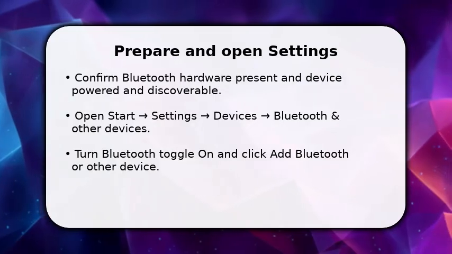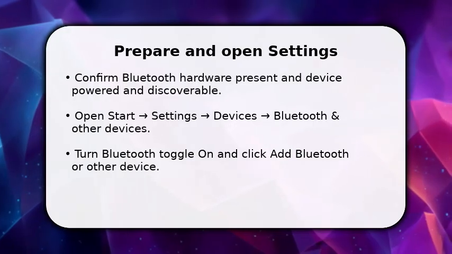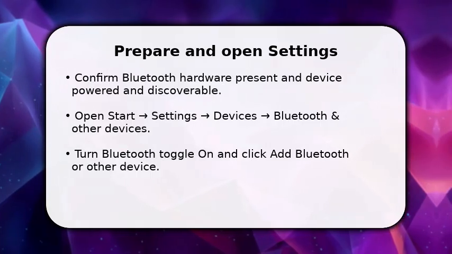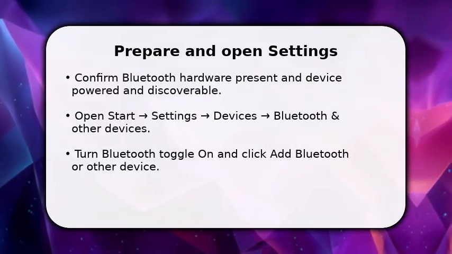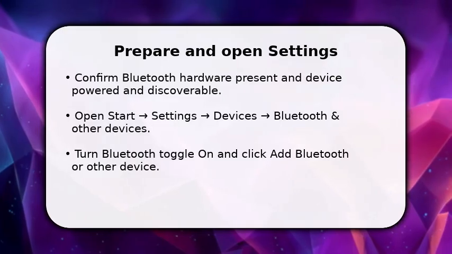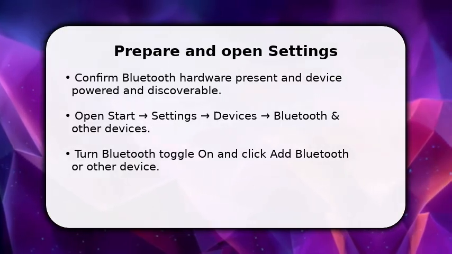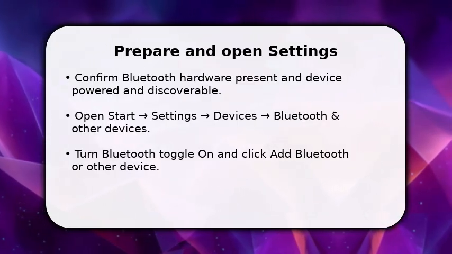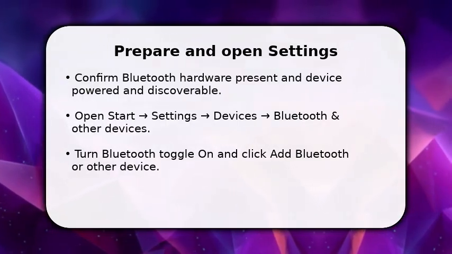You already have the device powered and discoverable. Now act. First, open Start and choose Settings, then Devices. Once in Devices, select Bluetooth and other devices so you see the main pairing panel. Make sure the Bluetooth toggle is set to On. This enables the radio. Next, click Add Bluetooth or Other Device. This begins the Windows scan.